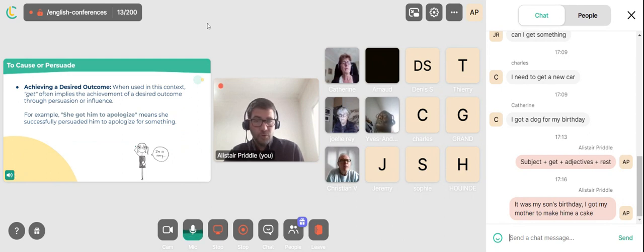So to cause or persuade, achieving a desired outcome. When used in this context, get often implies the achievement of a desired outcome through persuasion or influence. For example, she got him to apologize. This means she successfully persuaded him to apologize for something.